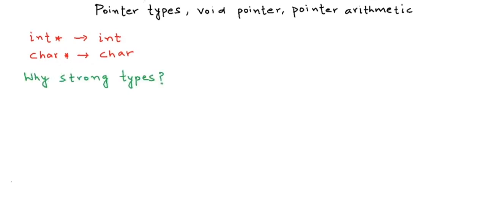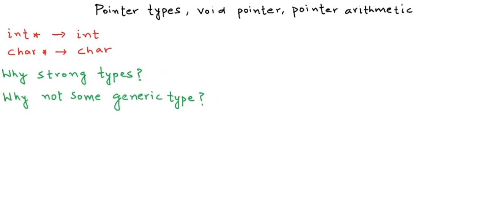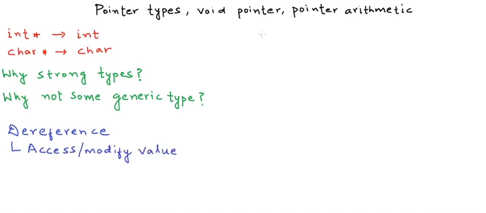Isn't it that the pointer variables just store the address of the variable? So why couldn't we have just one type that will be some generic type to store the address of all kind of variables? And the answer is that we do not use the pointer variables only to store memory addresses, but we also use them to dereference these addresses so that we can access and modify the values in these addresses. Now, as we know, data types have different sizes.